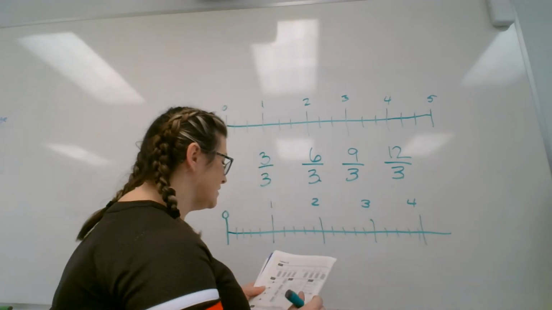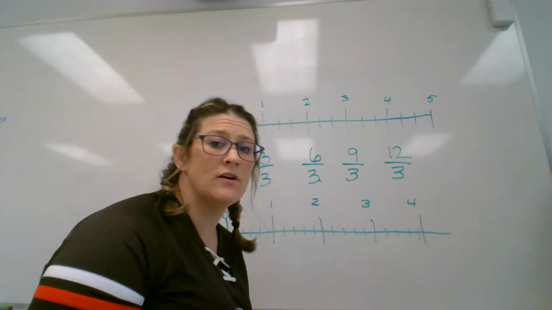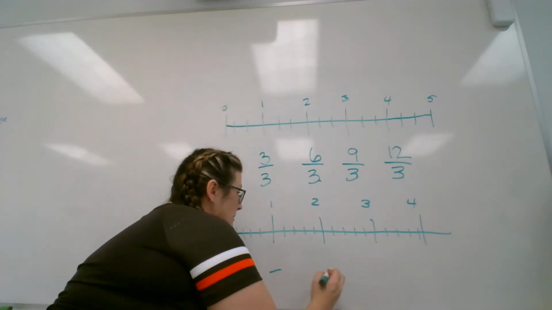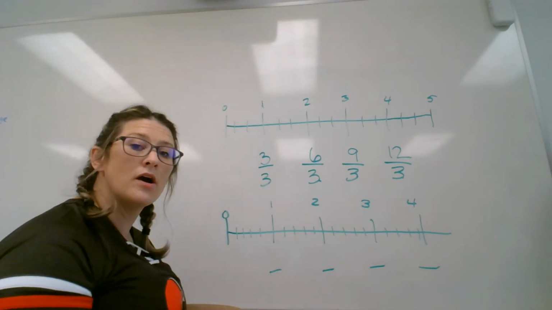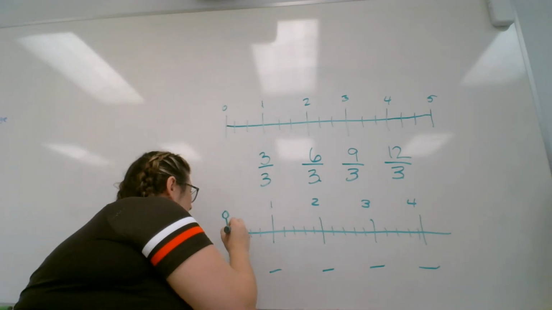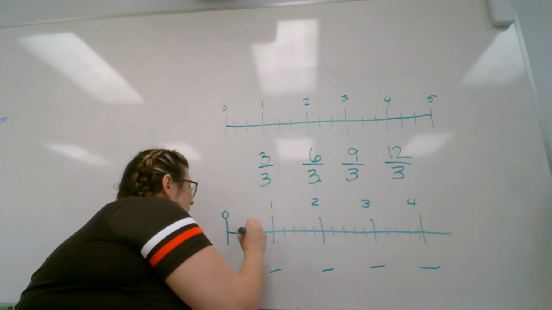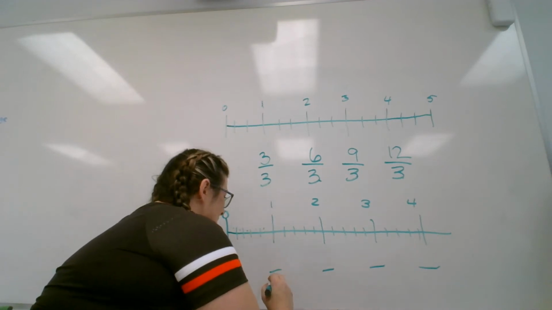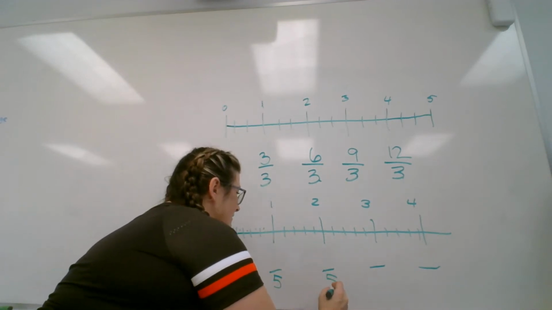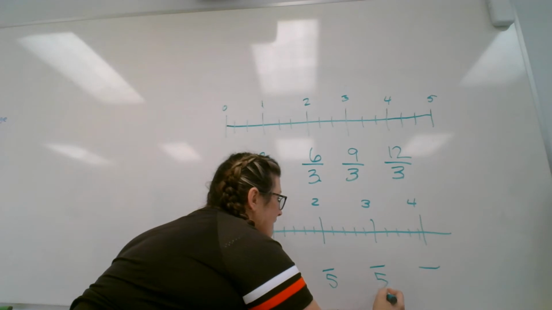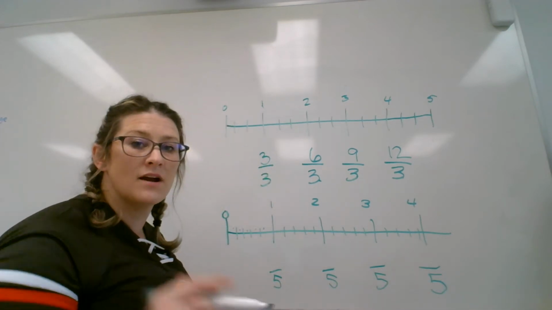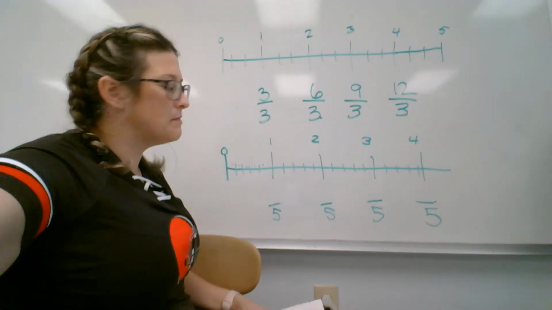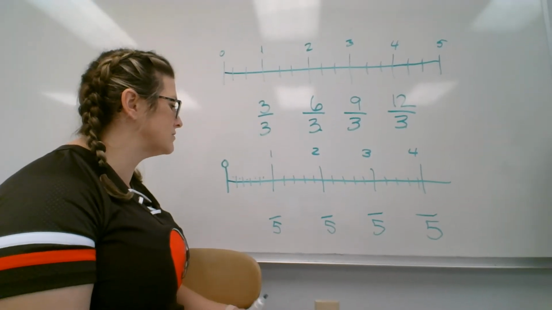All right, so let's go ahead and count and try to figure out what our bottom number on our fraction will be. I'm going to count the parts. Ready? 1, 2, 3, 4, 5. So my bottom number is 5. Remember, 5 is the bottom number for all of them because they are all part of the same unit. They all have the same amount.